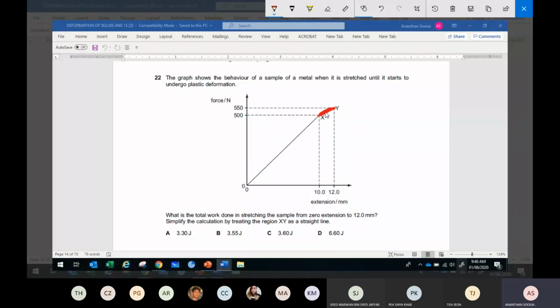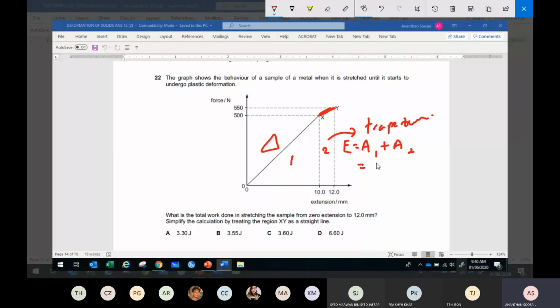OX and XY have different gradients. That means the first one is what area? It's the area of a triangle. The second one is what shape? It's a trapezium. So the area of 1 plus the area of 2 should be the total energy.